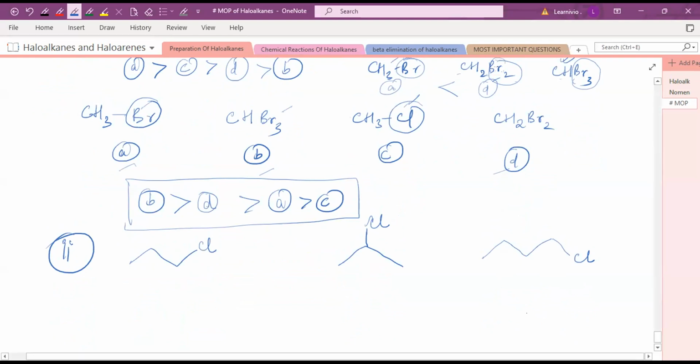You have to see the branching here. And we know that the boiling point is inversely proportional to branching, right? So in the second one, in the isopropyl chloride, you can see the branching over here, right? So it has the minimum boiling point. If I give A, B, and C, now I have given you the hint. Now just tell me the order.